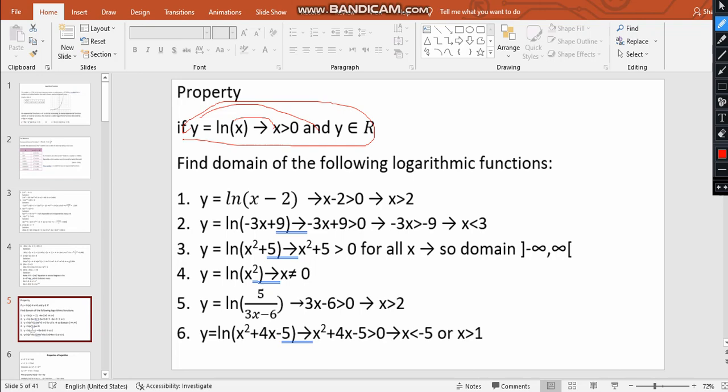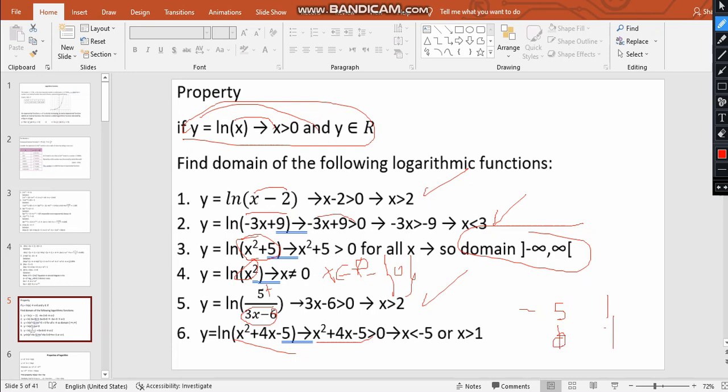Find the domain. Certainly here x minus 2 bigger than 0, x bigger than 2. Minus 3x plus 9 bigger than 0, x less than 3. X squared plus 5 is always positive, so domain is everything. X squared is positive but cannot be 0, so x belongs to everything except 0. Here this is positive, so down must be positive. Here this is a second degree equation, so this must be bigger than 0. You have two roots, minus 5 and 1, same sign as A, opposite sign, same sign as A. So plus minus plus, so to be positive, either it's here or here.